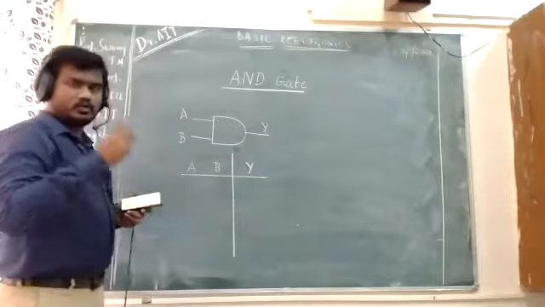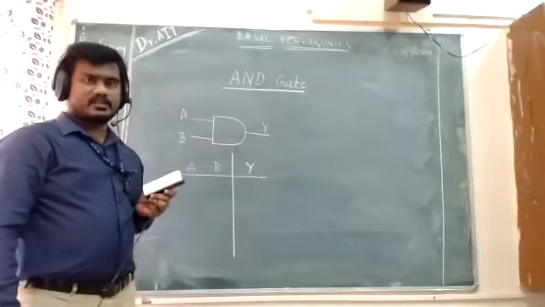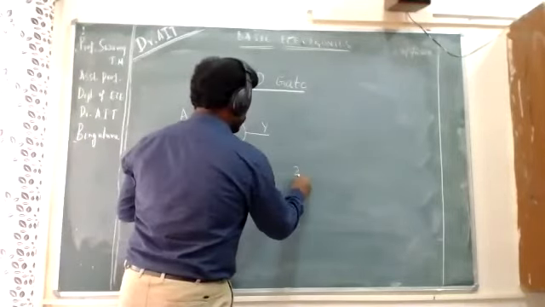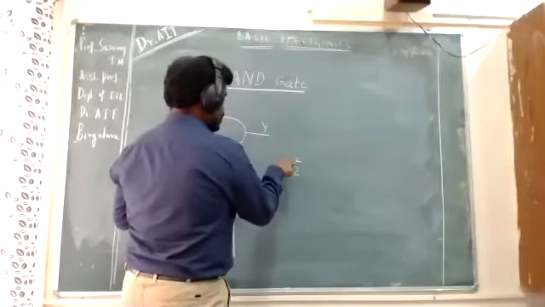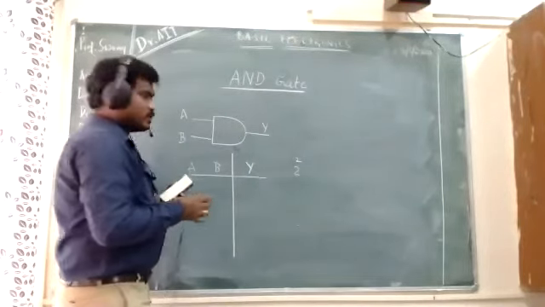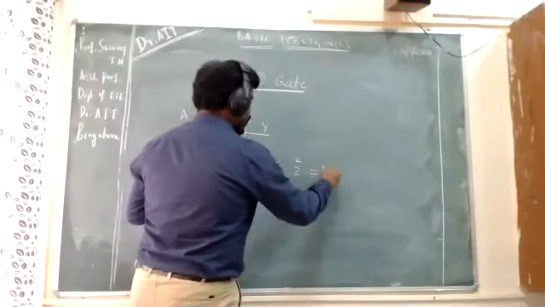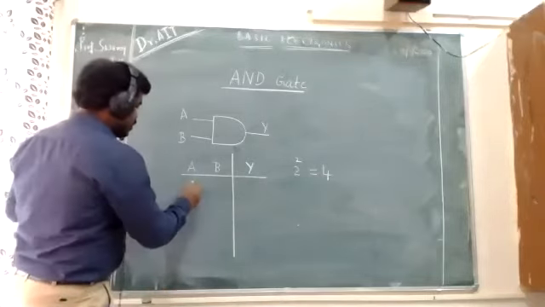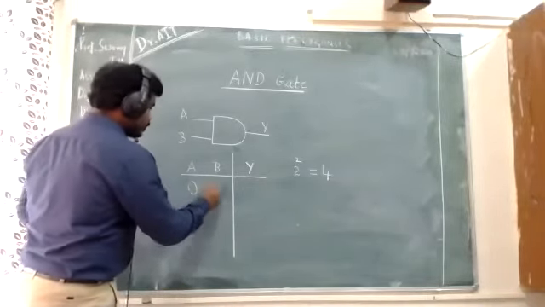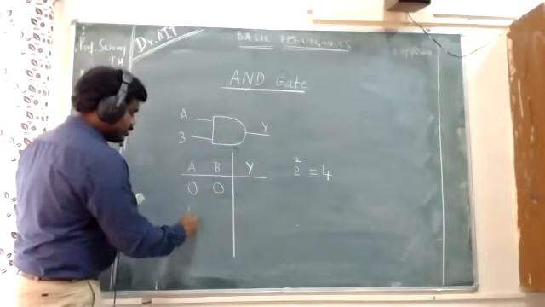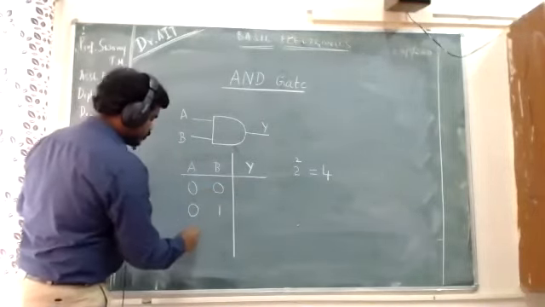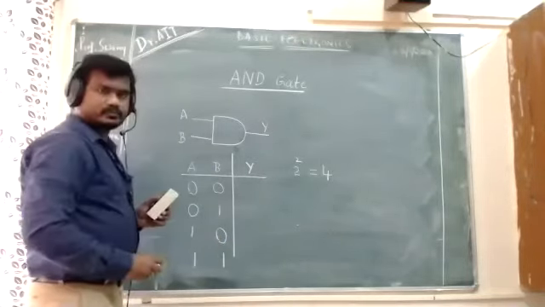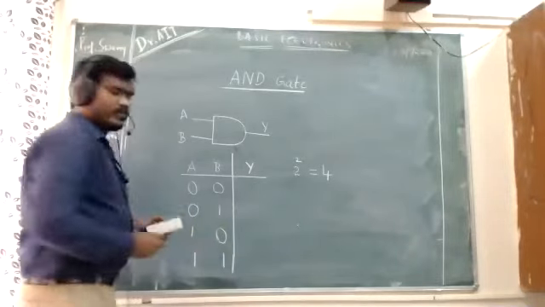Since we have considered two inputs, the number of input combinations is 2 to the power of 2, where the exponent represents the number of inputs. So 2 to the power of 2 means 4 input combinations exist. The 4 input combinations are: first 0, 0; next 0 and 1; third 1 and 0; and fourth 1 and 1.